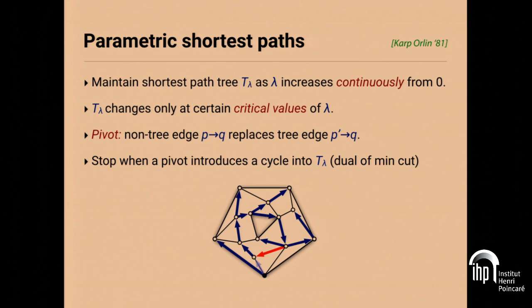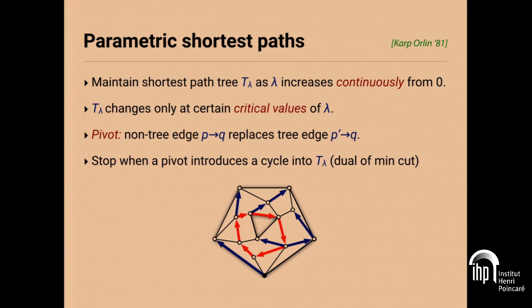And that cycle is the first time a negative cycle will appear in the residual graph. So the moment that cycle appears, I'm right at the critical value where a negative cycle appears. That means I'm right at the maximum possible value where I can have a maximum flow.